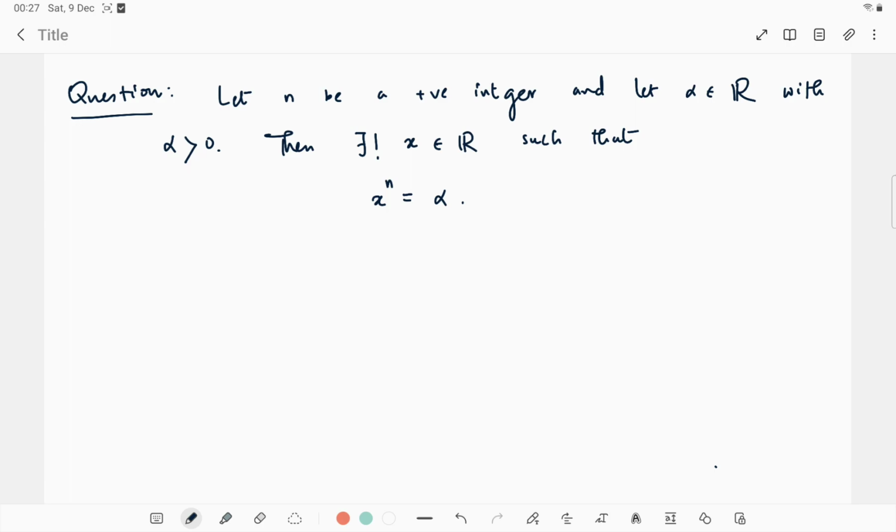As we have seen, there are many ways to answer this question. In this lecture I will provide a solution of this existence problem using the concept of the intermediate value theorem. So let's start. Solution.